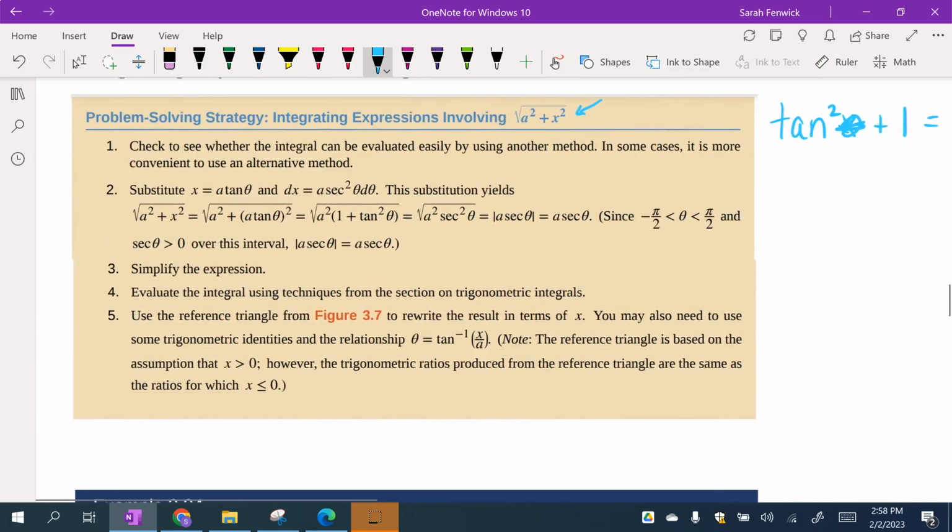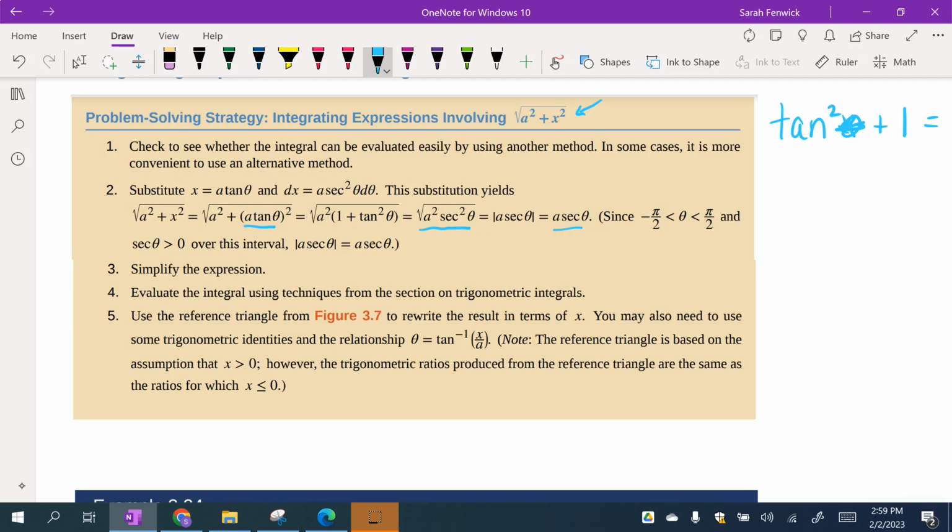All right, so when I have a problem with a square root of a squared plus x squared that I've already determined it's not convenient to use another method, then I will replace my x with a tan theta and my dx with a secant squared theta d theta. It will end up giving me the square root of a squared secant squared, which is a secant theta. Okay, we already know this. We're going to jump through after we do this a time or two. Simplify the expression, evaluate, and then we are going to use our reference triangle again to fill in information.